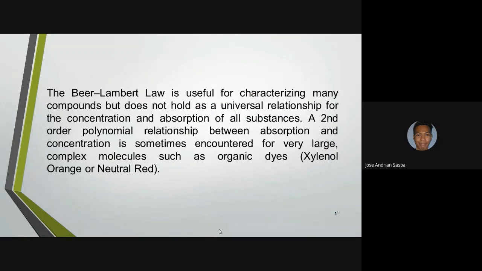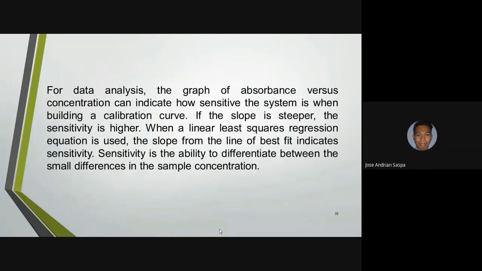The Beer-Lambert law is useful for characterizing many compounds but does not hold as a universal relationship for the concentration and absorption of all substances. For example, a second order polynomial relationship between absorption and concentration is sometimes encountered for very large complex molecules such as organic dyes.